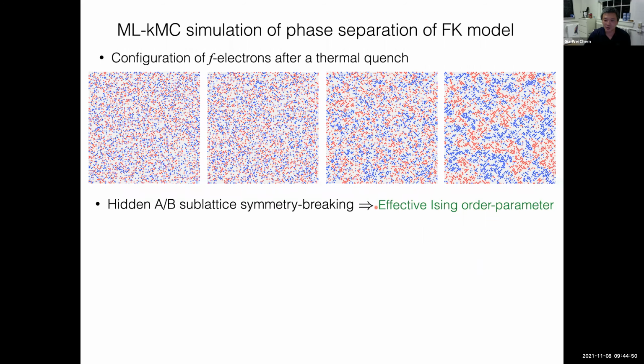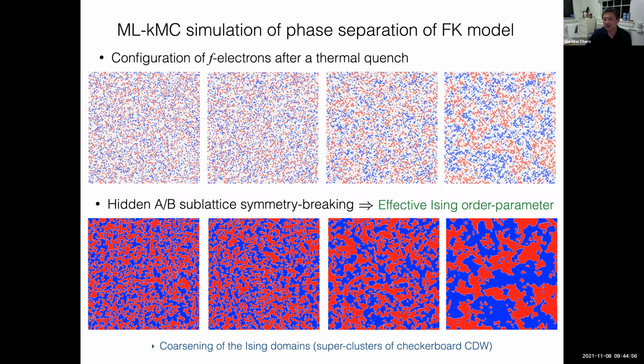And this supercluster formation can be described by an effective Ising order parameter. So we introduce an Ising field to represent this red supercluster or this blue supercluster. You can see that the corresponding Ising order parameter grows with time. So there's a hidden coarsening of these Ising domains.